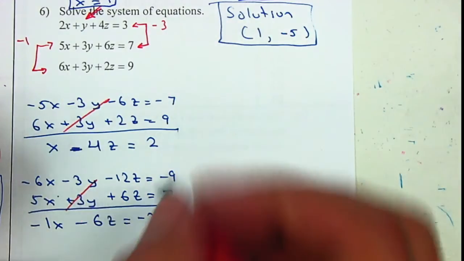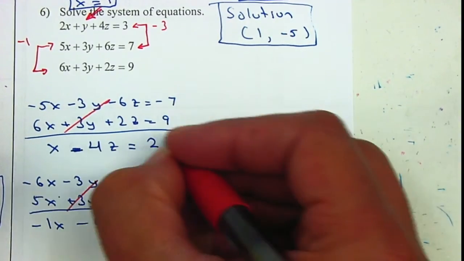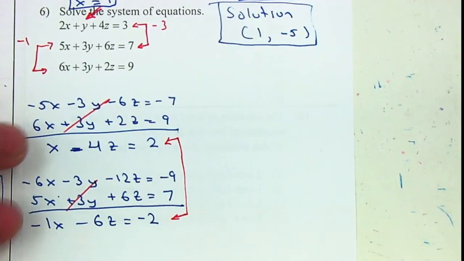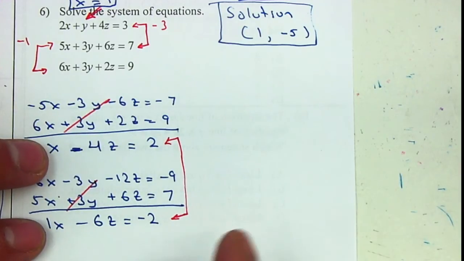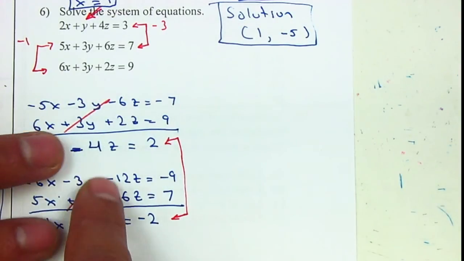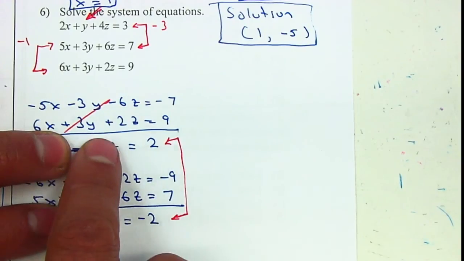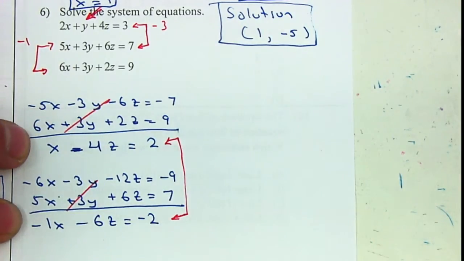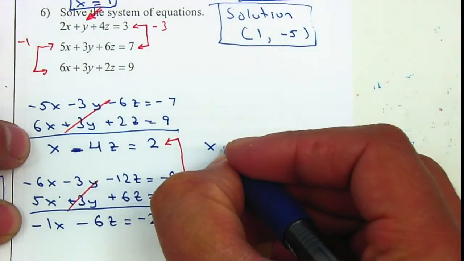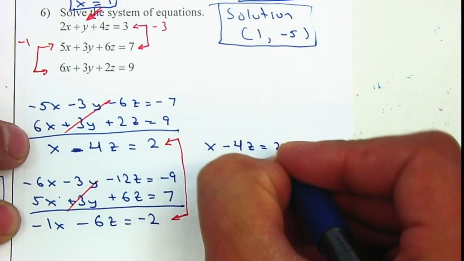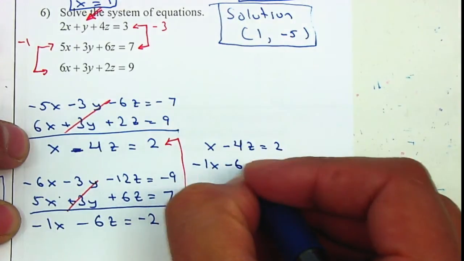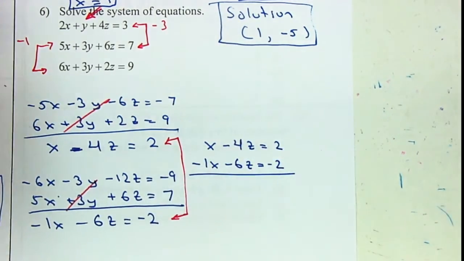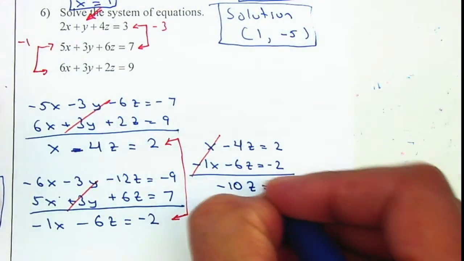Now I'm going to combine those two equations, and I want to cancel the x's or z's. In this case, it's actually pretty nice because the x's automatically cancel. Sometimes you might get large numbers. You might have to cancel the z's, and you just have to make them 12. Multiply this one by negative 3 and this one by 2. But in this case, it cancels pretty nicely. Negative x minus 4z is equal to 2. Negative 1x minus 6z is equal to negative 2. The x's cancel. So I have negative 10z is equal to 0.